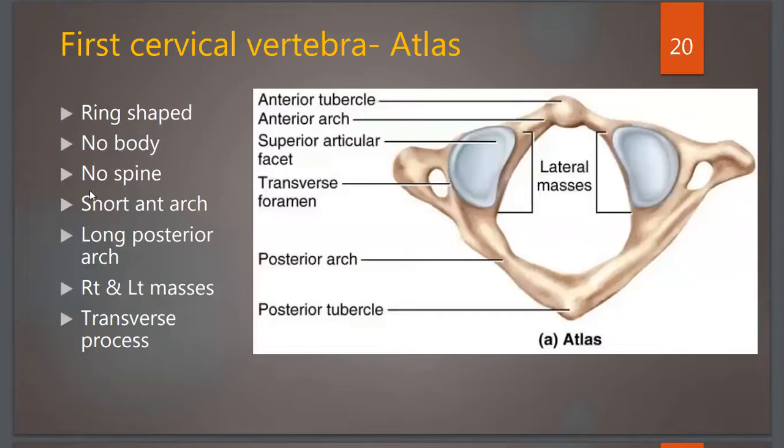Now, let us discuss the first cervical vertebra, atlas. So this is the anterior tubercle, this is the anterior arch. This is the superior articular facet, this is the posterior arch, this is the posterior tubercle. These are the lateral masses. Okay, this is the transverse process, which has a hole, the transverse foramen, which gives passage to the vertebral artery. The superior articular facet articulates with the occipital condyles of the skull bone to form the atlanto-occipital joint.